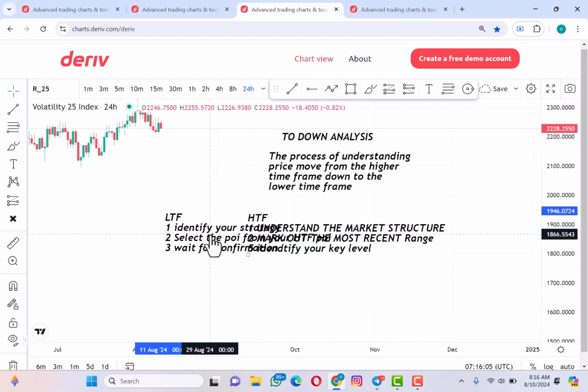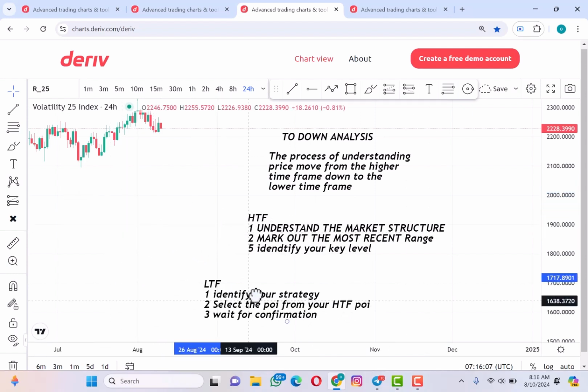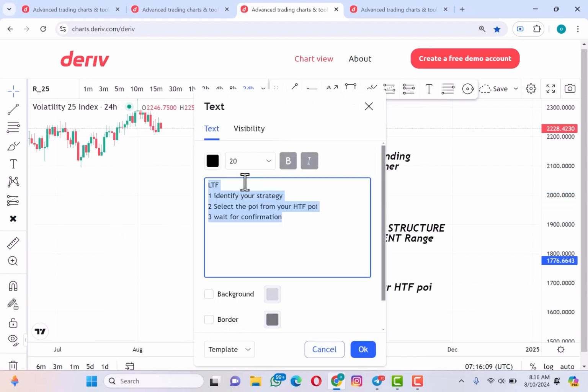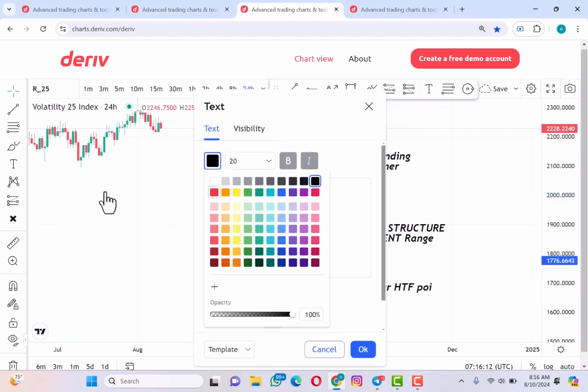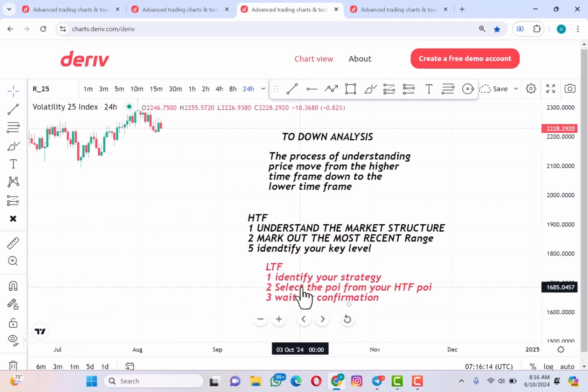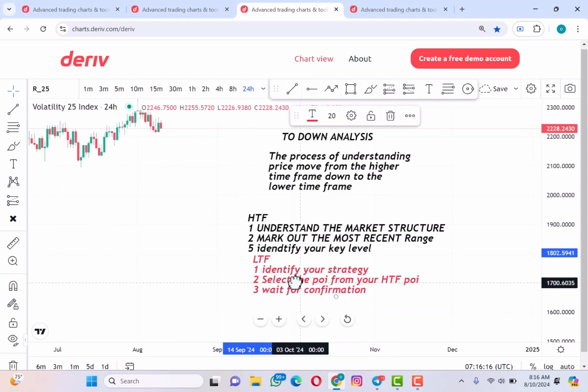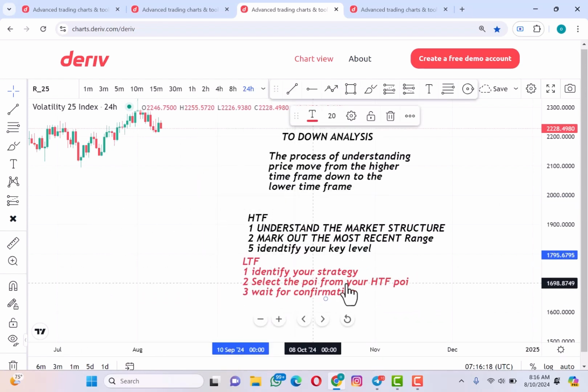So on the lower time frame, these are the things you need. Let me change the color of this guy to red so that it will look different. On the lower time frame, you need to identify your strategy. What are you using as your strategy? Are you using a kind of ICT model? Are you seeing your model playing out? You have to identify it.